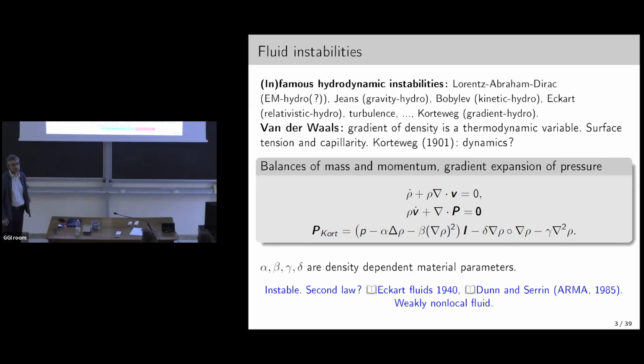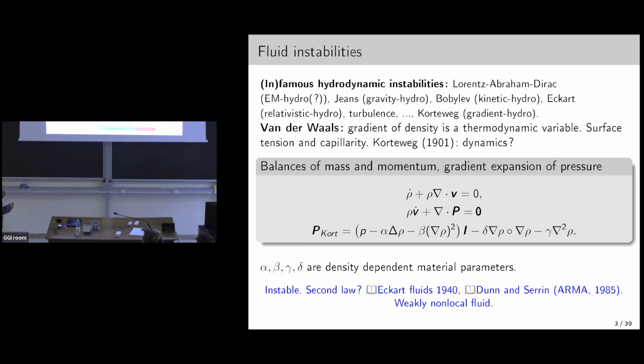That goes back to van der Waals. Van der Waals won the Nobel Prize because of surface tension, actually, and introduced the gradient of density as a thermodynamic variable. And Korteweg was his student. The Korteweg fluids are the attempt of Korteweg to generalize van der Waals' ideas for the dynamic case. It was a long time ago.